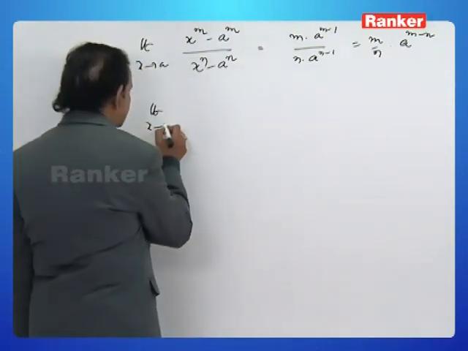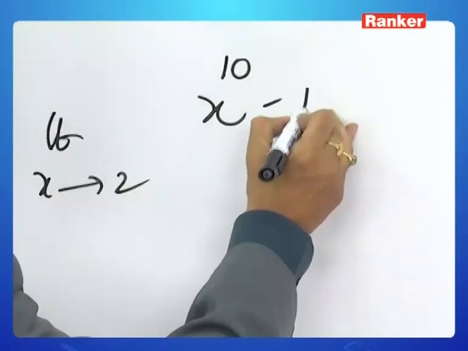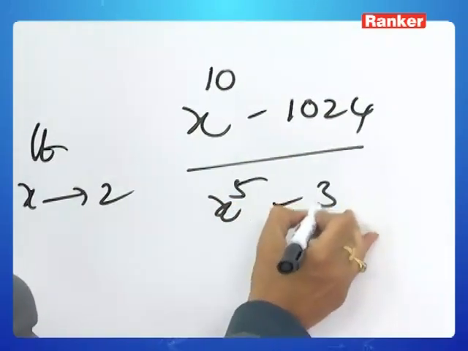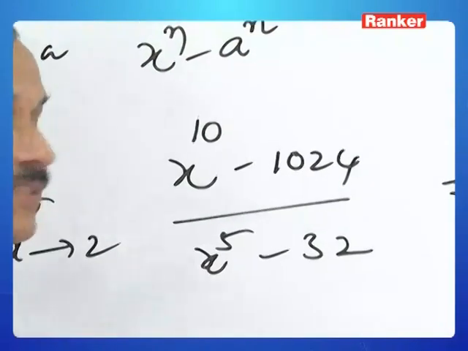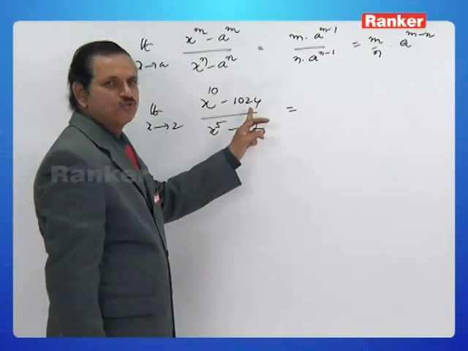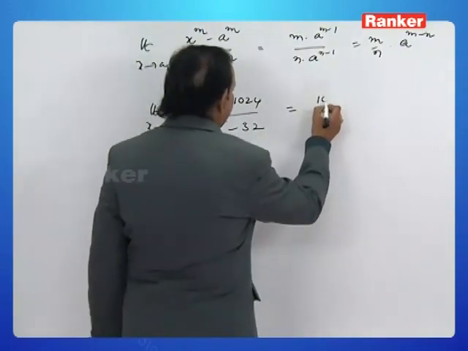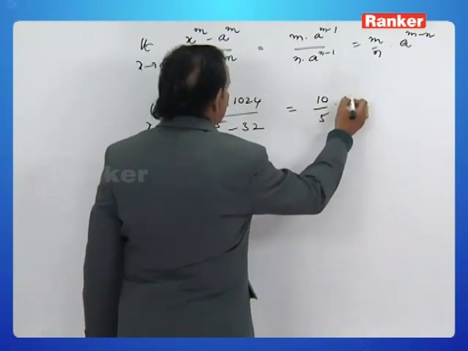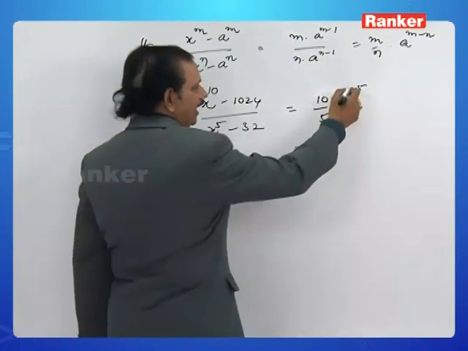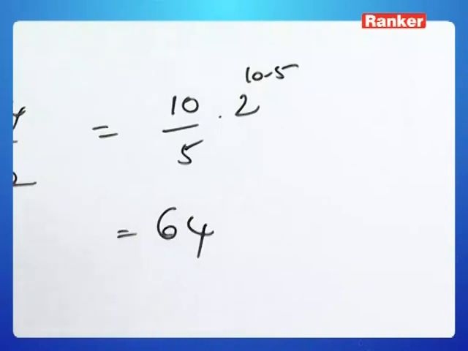Limit as x tends to 2, (x to the power of 10 minus 1024) by (x to the power of 5 minus 32). Can you get this? In the place of m we have, what is 1024? It is 2^10. What is 32? It is 2^5. In the place of m we have 10 by 5 into 2^(10 minus 5). What is 10 by 5? 2. 10 minus 5, 5. 2^5, 32. 32 2s are 64 is the right answer.